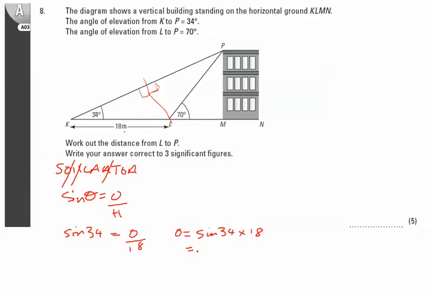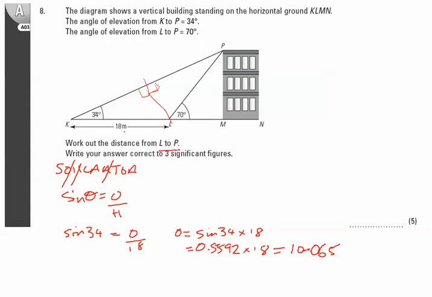So using my calculator, sine 34 is 0.5592 to 4 decimal places. Multiply that by 18. That's going to give me 10.065. Okay, so that's that distance here.